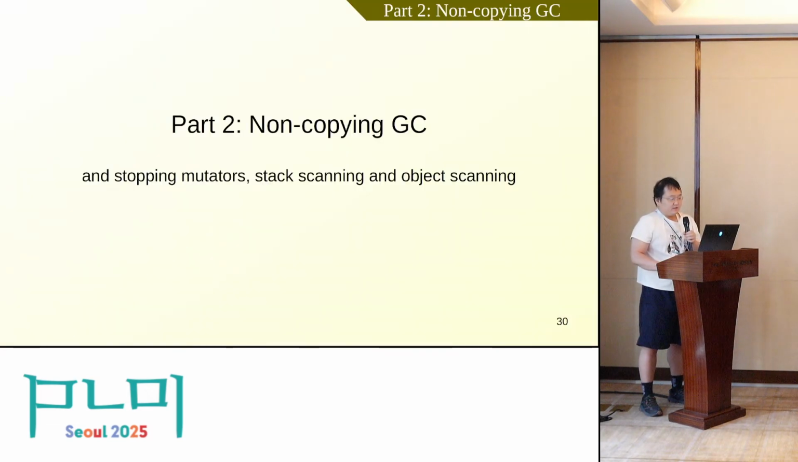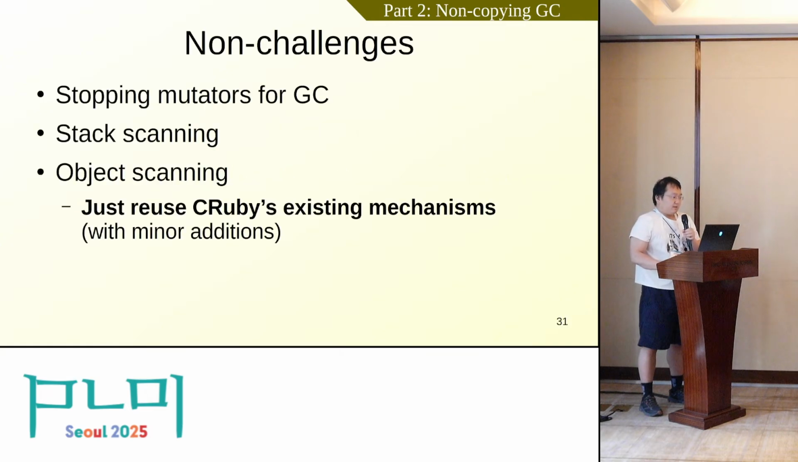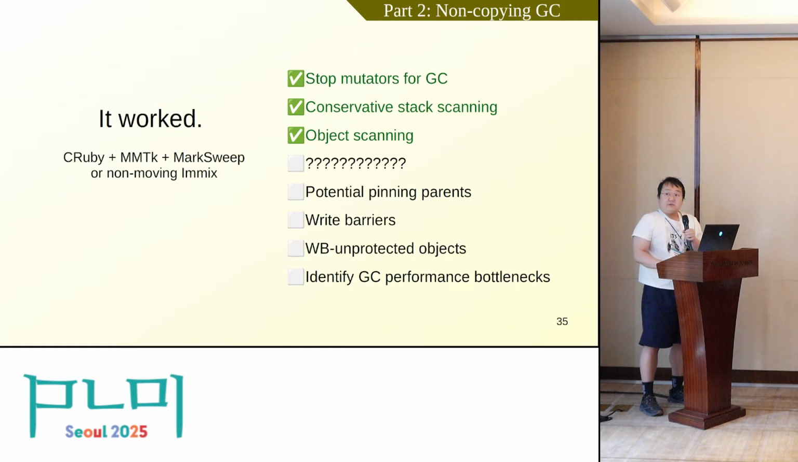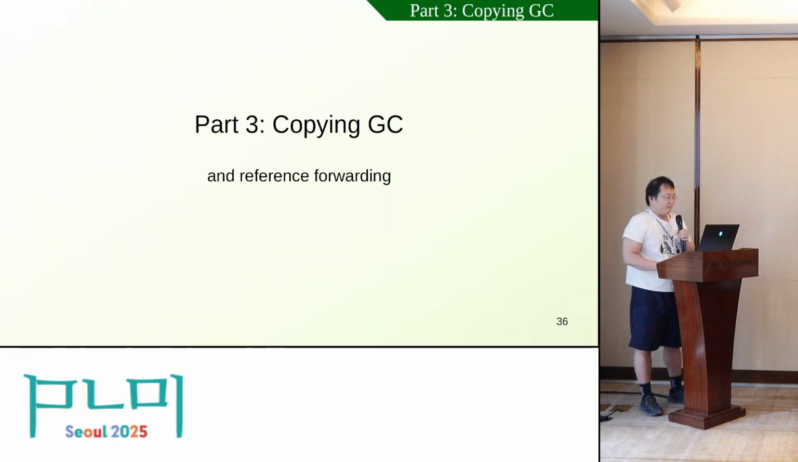And then let's proceed to part 2, non-copying GC, where I took over this project. In this part, we dealt with stopping mutators for GC, stack scanning, and object scanning. But this part is kind of easy because we can mostly reuse CRuby's existing mechanism with minor additions. And it worked. CRuby can work with MMTK and a non-moving GC. Let's proceed to part 3.